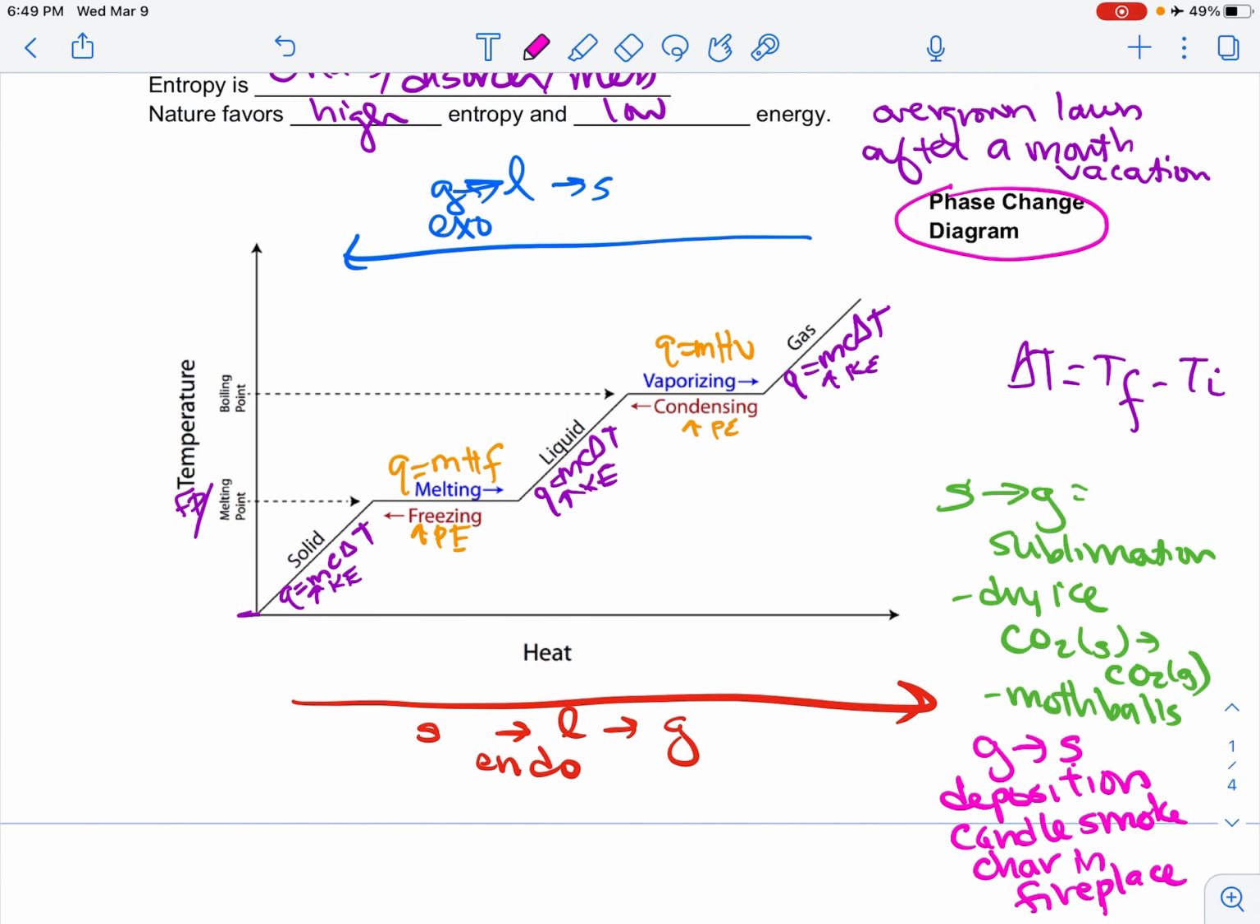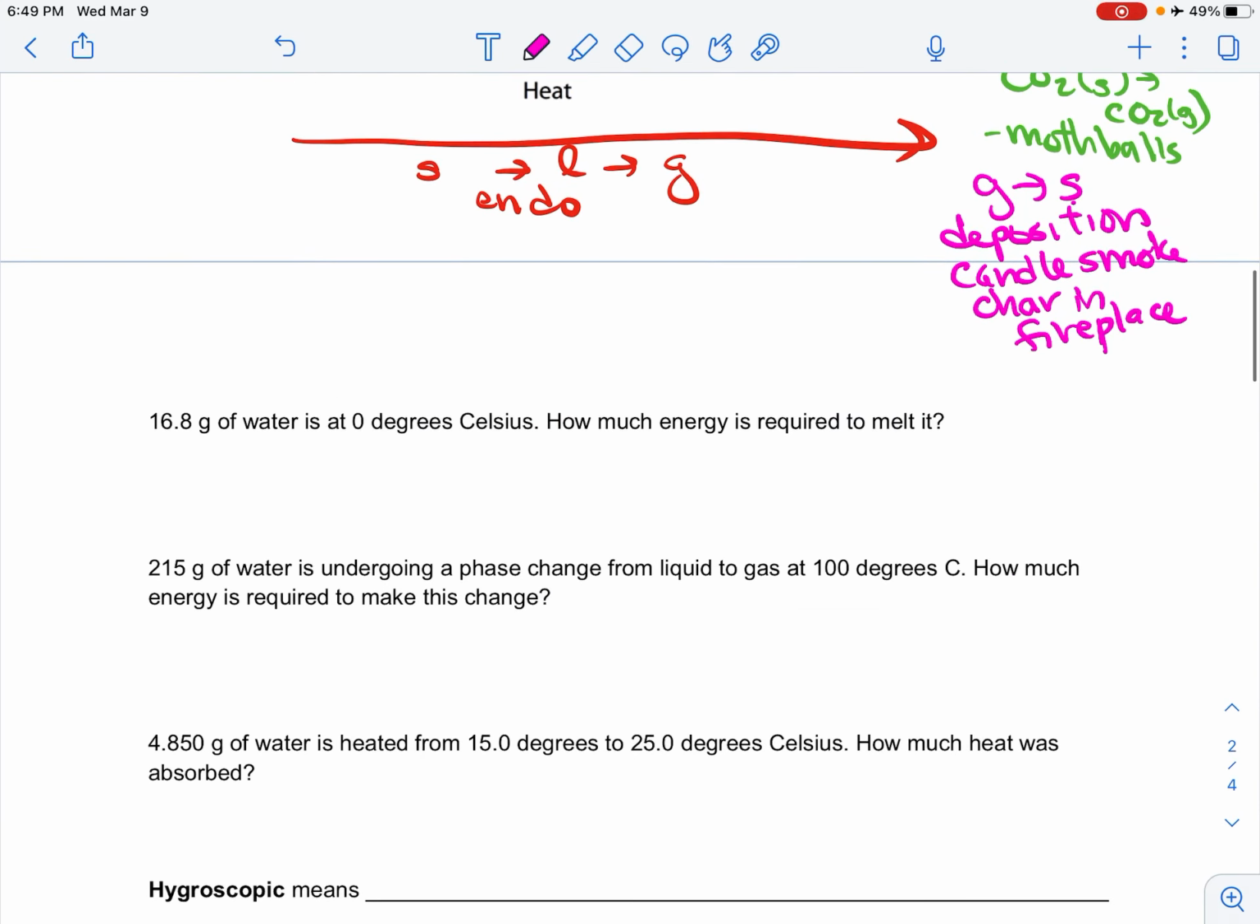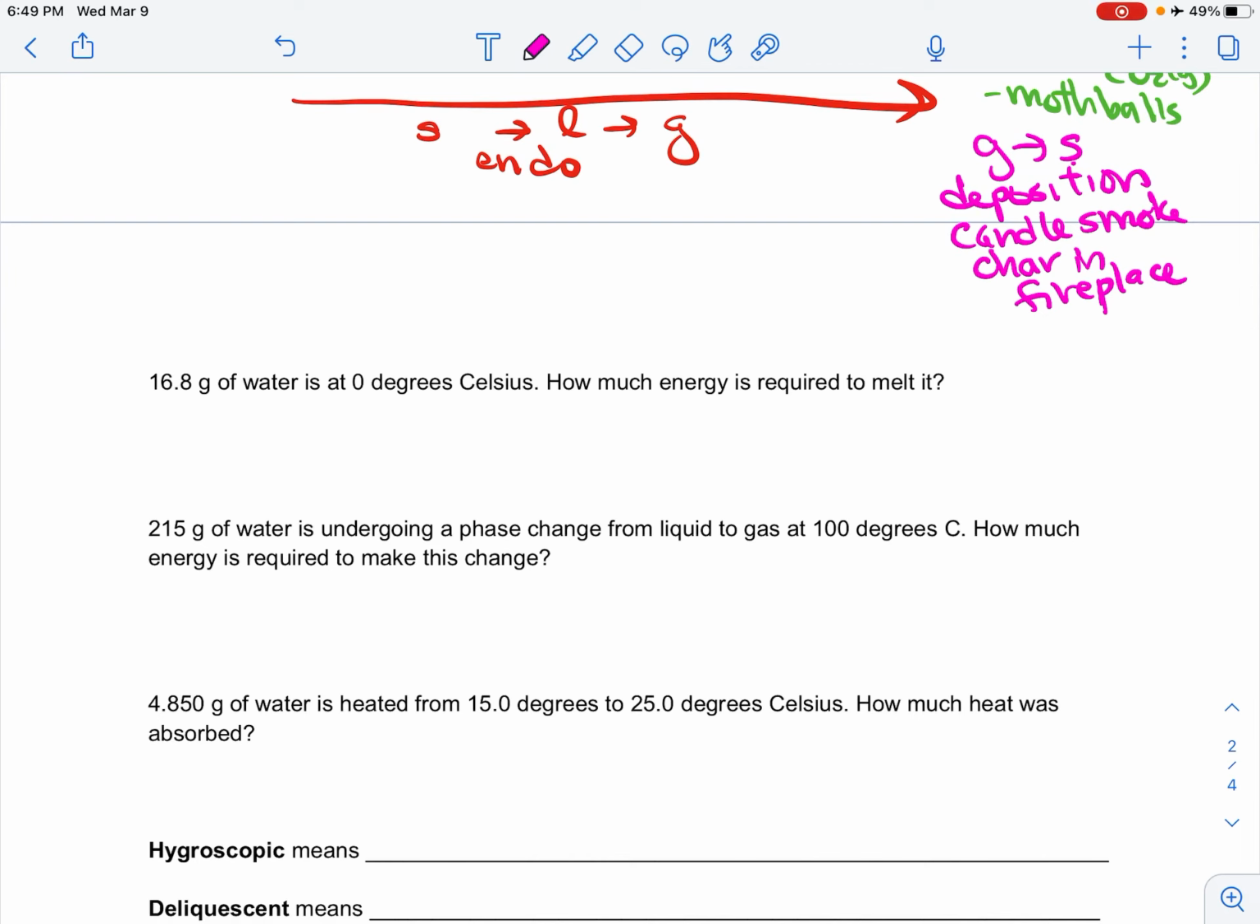Yeah. So if your substance is water, HF and HV constants are found in table B. If your substance is not water, those would be provided to you. All right, so now using some calculations.